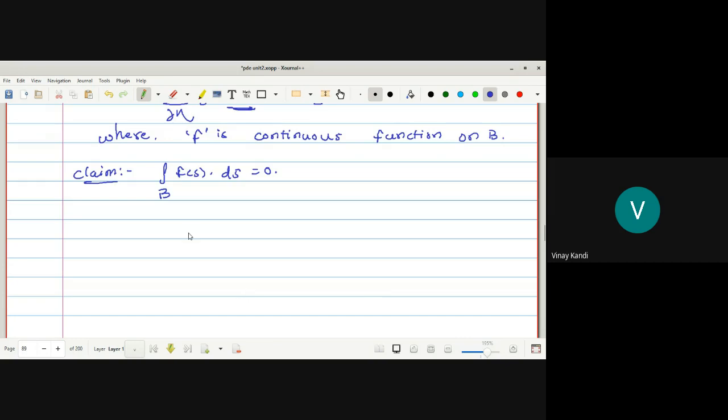Now we know what the Green's identity is. त्या ग्रीन आयडेंटिटीचा उपयोग इथे होतो. We have to use that identity, म्हणून ते आपल्याला सांगितले. So we know that the Green's identity is given by... What is the Green's identity? Look at here.